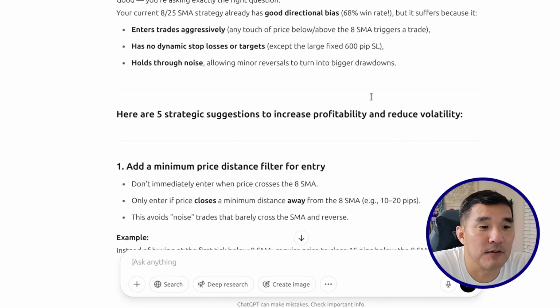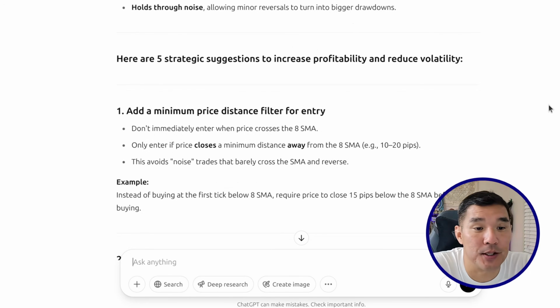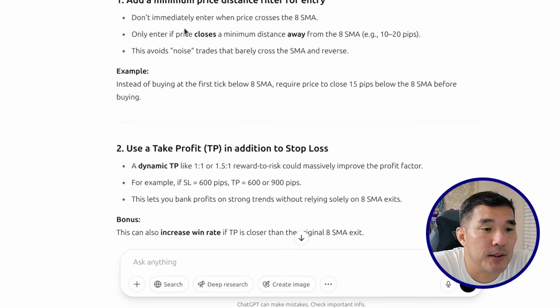Okay, so it's giving me a good summary of the strategy, why it's good, why it's not good. And here are some suggestions. So it's giving me 5 strategic suggestions to increase the profitability and reduce volatility. So it says add a minimum price distance filter for entry. Don't immediately enter when price crosses. Only enter a minimum distance away, 10 to 20 pips. This avoids noise that barely crosses the SMA.